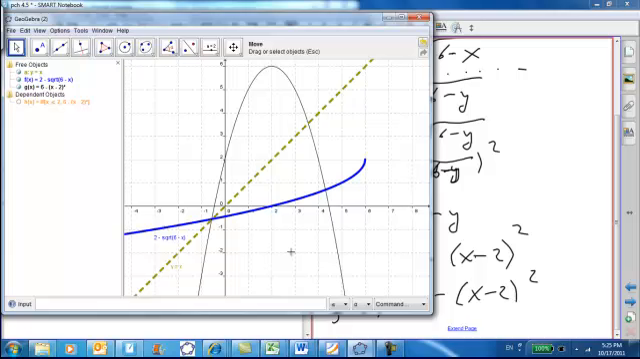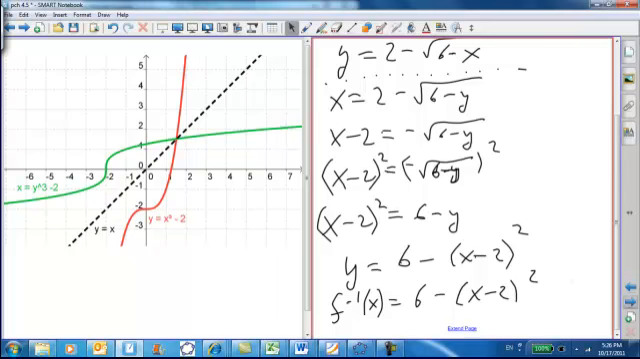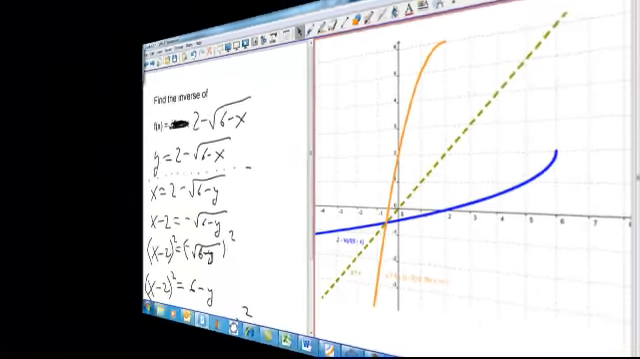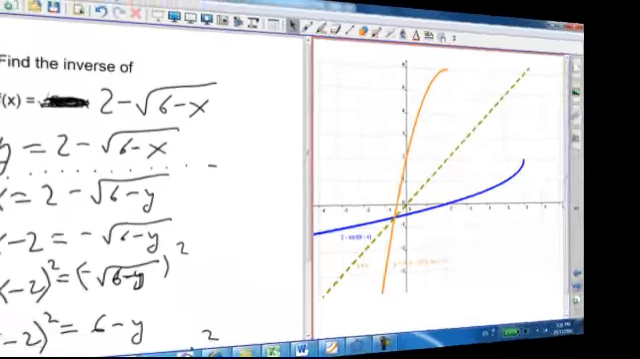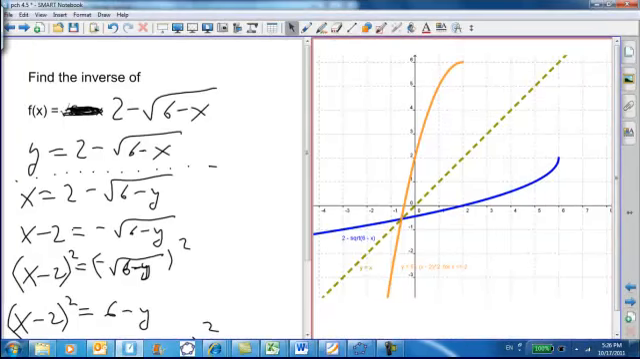We have to put a restriction on the domain of this inverse function so that it's the true inverse of this other function. So that's why I made this orange function, which is basically the parabola, but only for x less than or equal to 2. And so that's what we're looking at now. So what went wrong with our algebra? And why didn't we catch this?